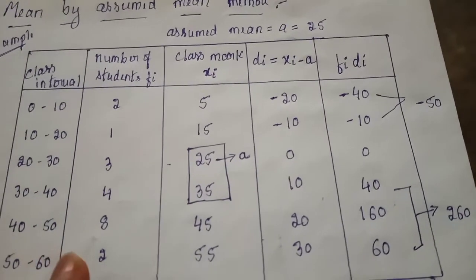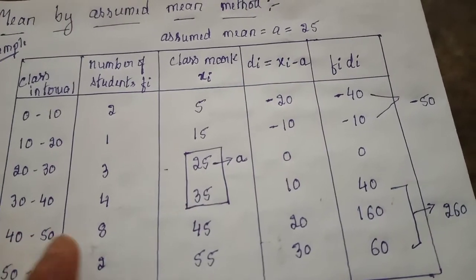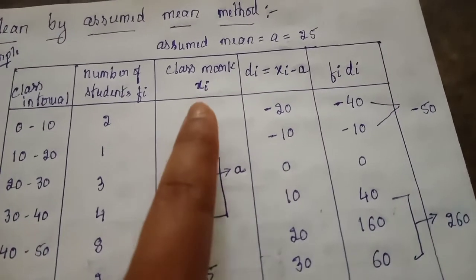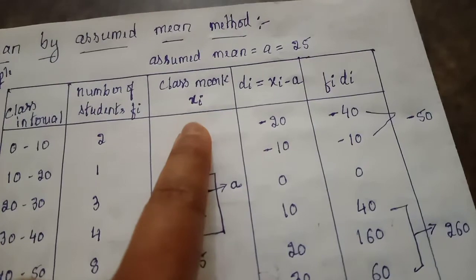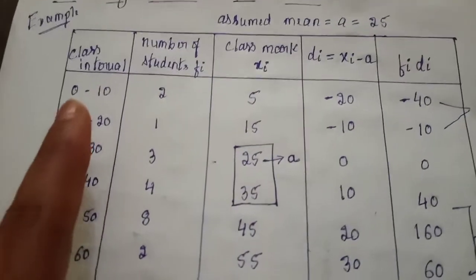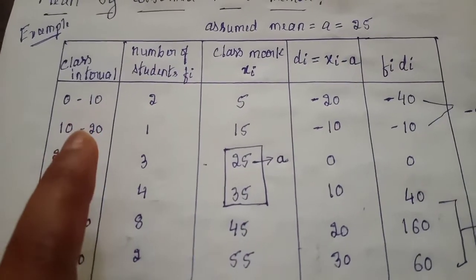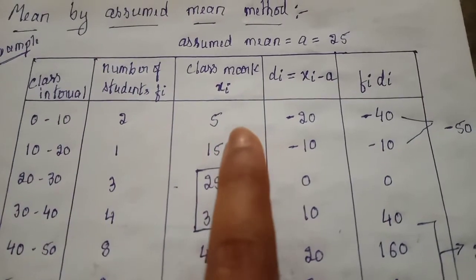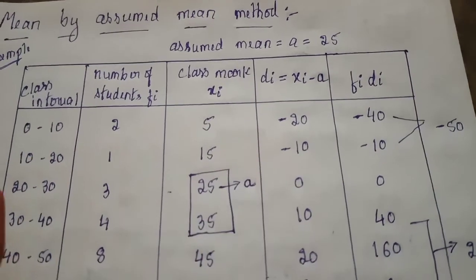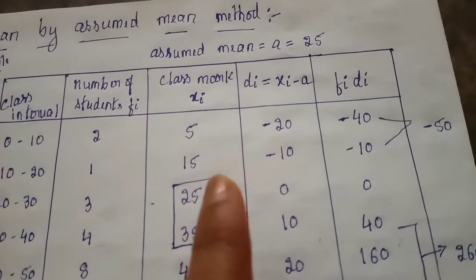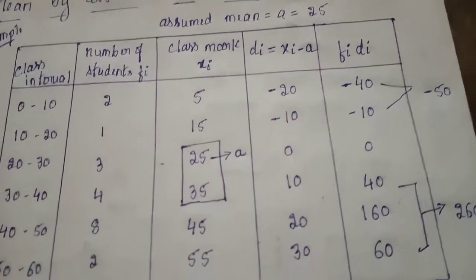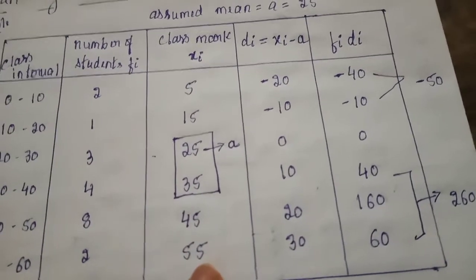So as you know, in direct method we already had the column of class mark. What is class mark? How to find class mark? That is lower limit plus upper limit divided by 2. So we got 5. By adding class size, which is 10 here, we got 15, 25, 35. So every time when you add, we get the next class mark.